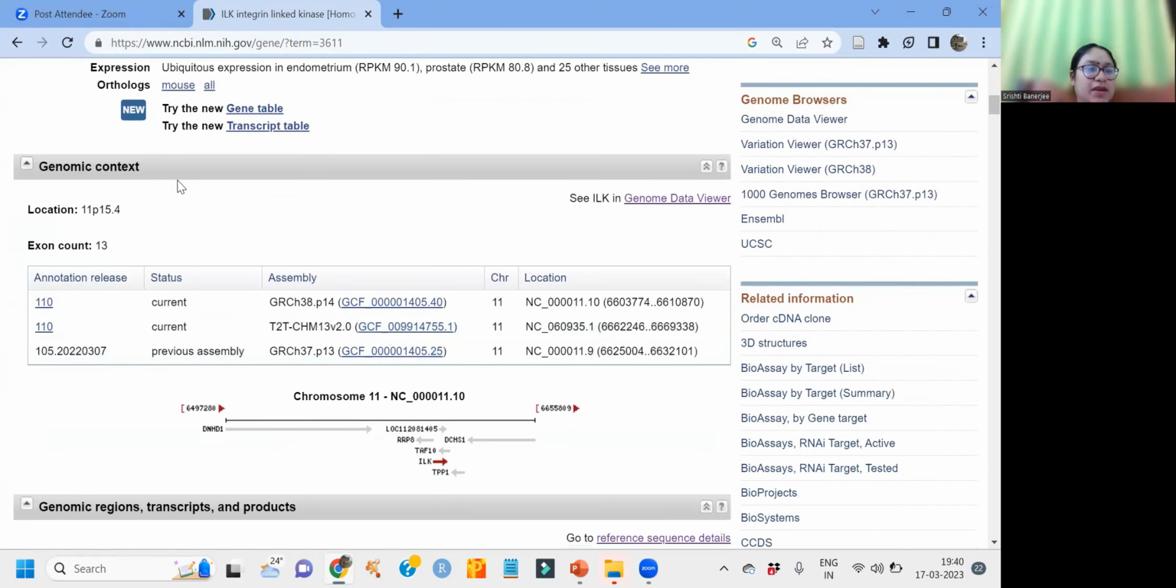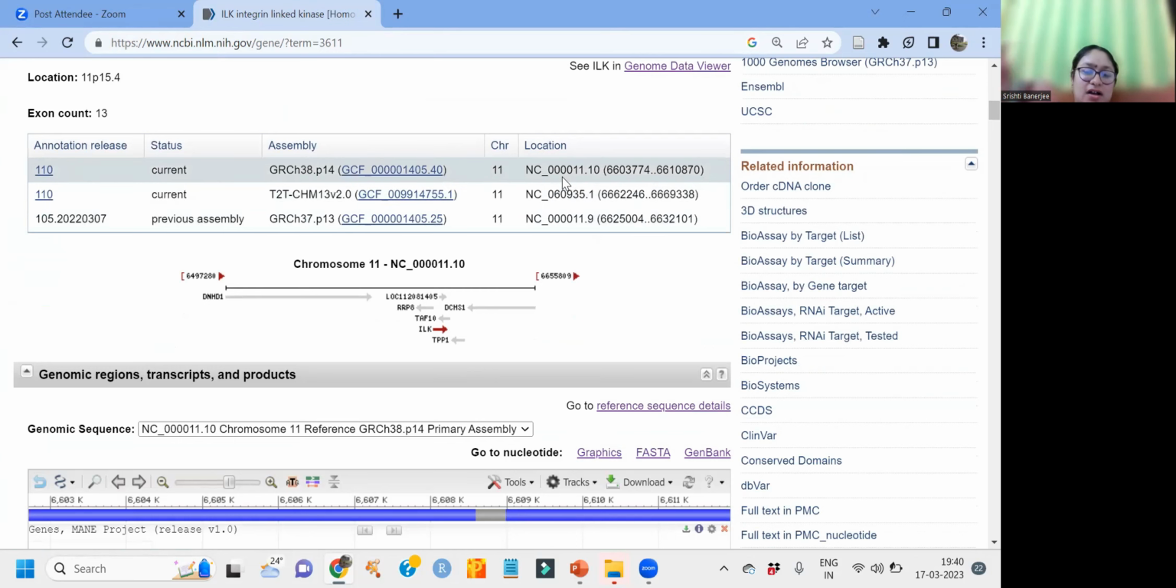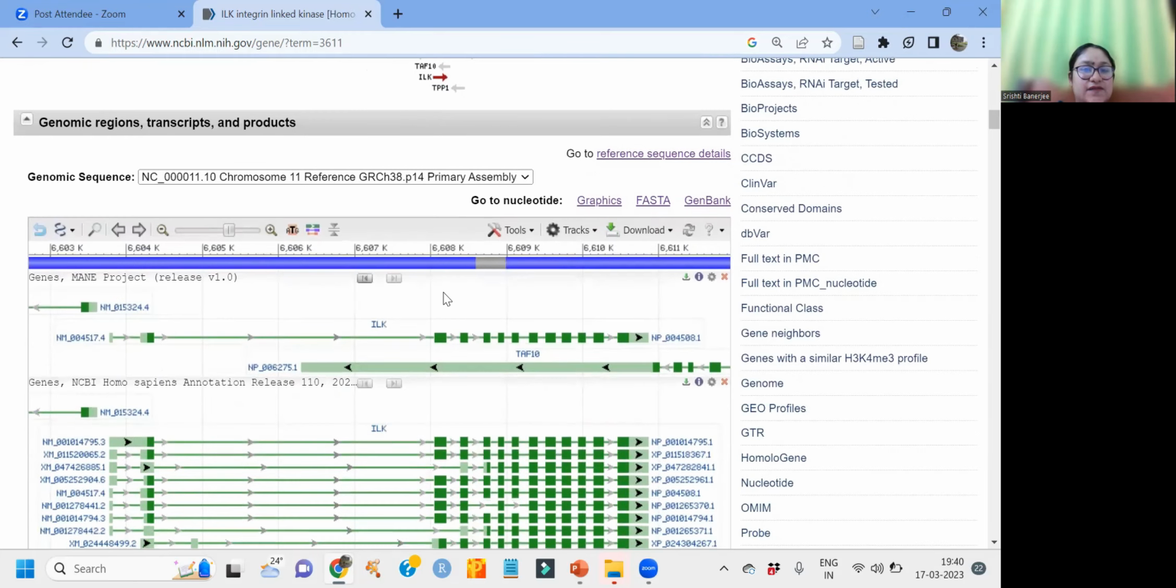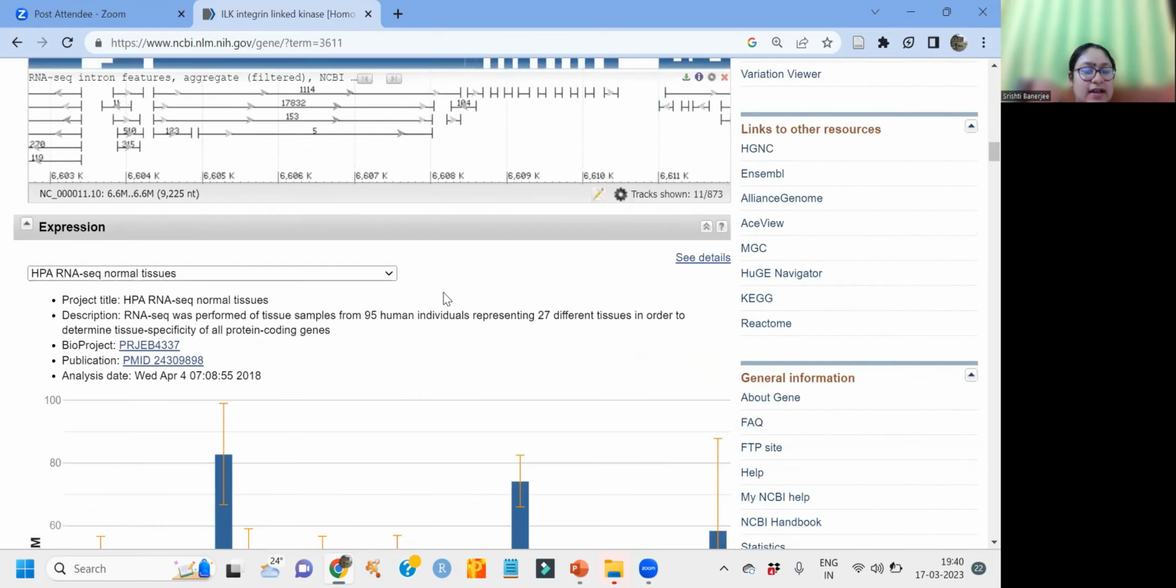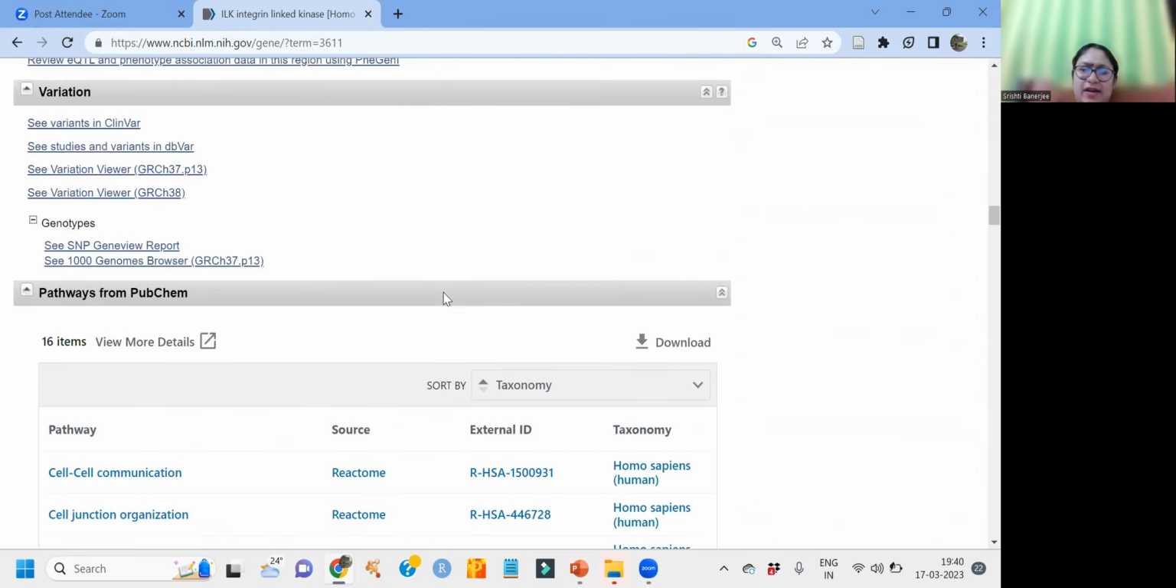In the below you have the genomic context, which location on the chromosome it is, the assembly of it. These are all accessions, and these are different numbers that indicate which location it is on. And these are the different transcripts, the products of it. And then RNA expression. You can play around with it.